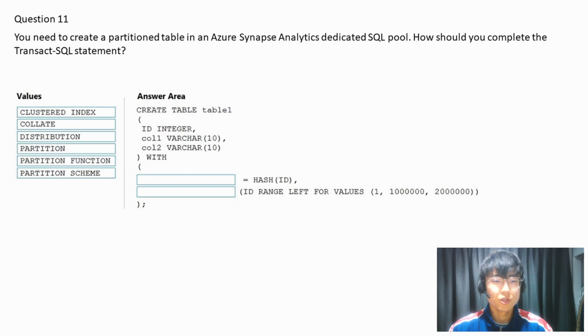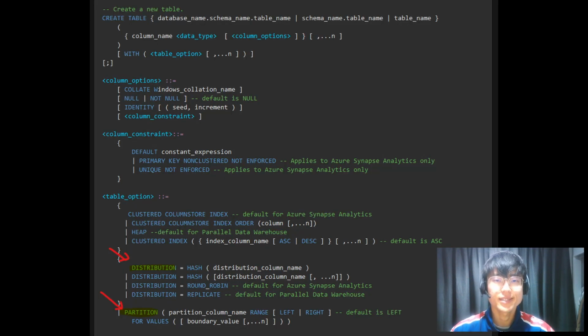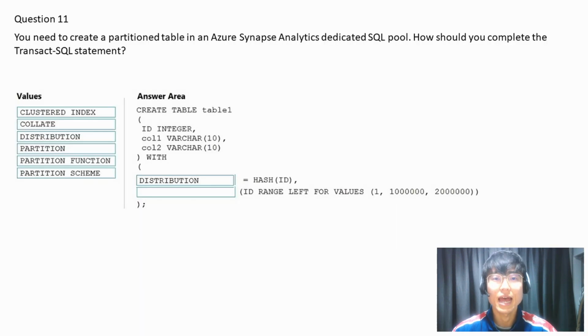Question 11. You need to create a partition table in an Azure Synapse Analytics dedicated SQL pool. How should you complete the Transact-SQL statement? On the screen, you can see the syntax for creating a table on Azure Synapse Analytics. As highlighted, the blanks should be distribution and partition respectively. The giveaway for the first blank being distribution is the hash function following the equal sign.